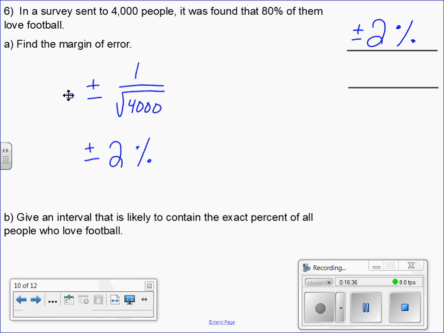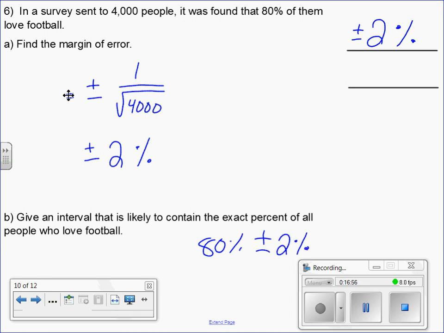Now, do you remember how we did this yesterday? Give an interval that is likely to contain the exact percent of all people who love football. So 80 might be wrong. 80 could be up to 2% wrong in both directions, a positive and a negative direction. So you basically do 80% plus or minus 2%.